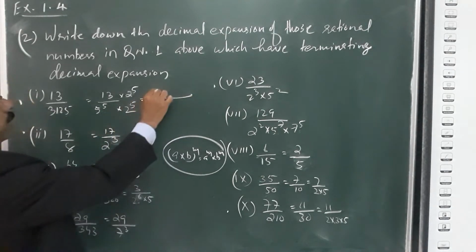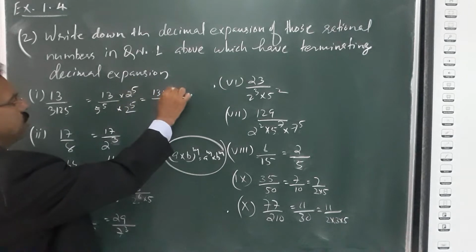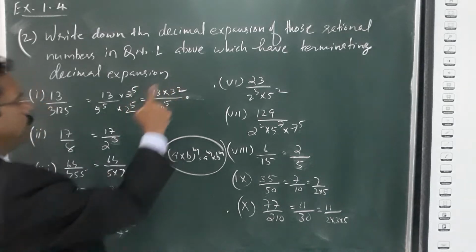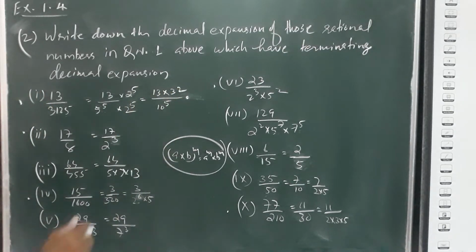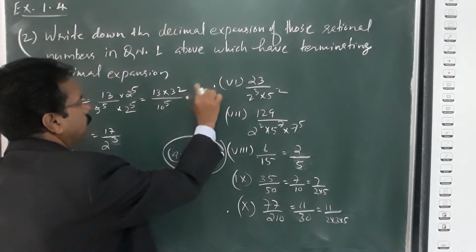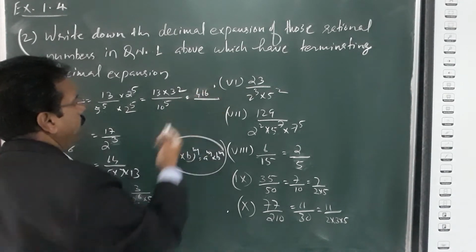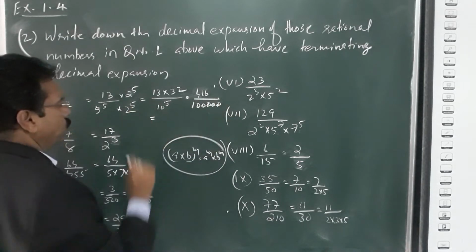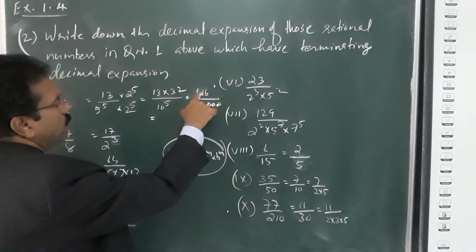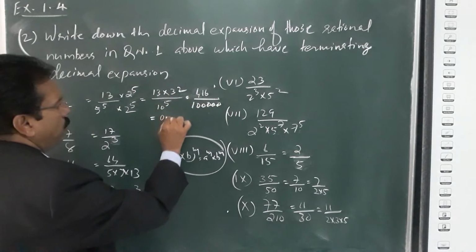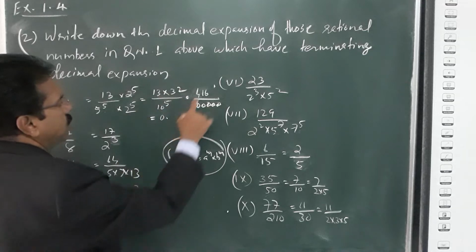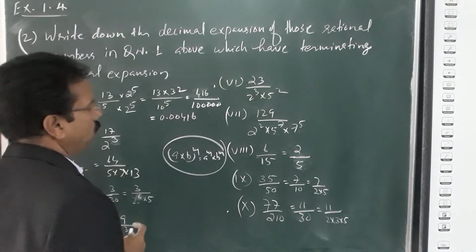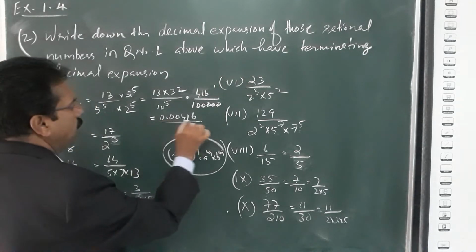Then here 13 into 2 raised to 5, and 2 raised to 5 is 32. Now 13 into 32 is 416, divided by 10 raised to 5. How many zeros? 5 zeros and 3 digits are there, so 0.00416. And this is the decimal form.